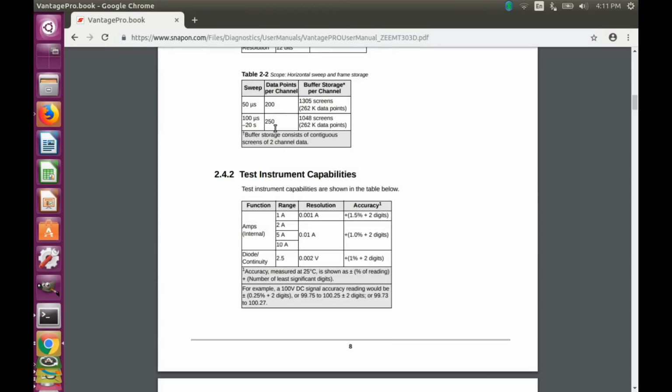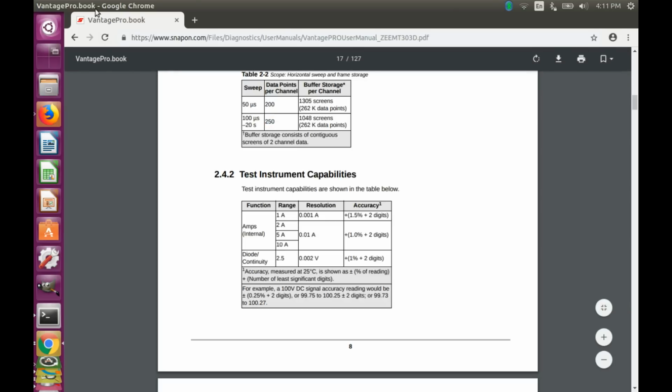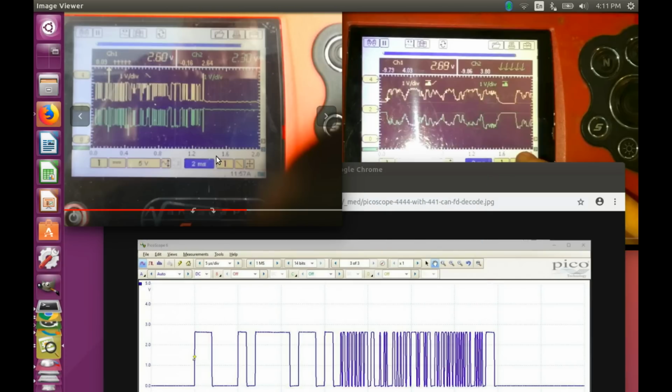On page 8, we will find the sample rates achieved by the scope for sweep times between 100 microseconds and 20 seconds. The scope is collecting 250 points. Our sweep time is 2 milliseconds, so the sample rate is going to be 250 divided by 2 milliseconds, which will give us 125,000 samples per second. However, the CAN signal is transmitted at 500,000 bits per second, so it's not surprising that some transitions are missed and we will see artifacts appearing at those points.